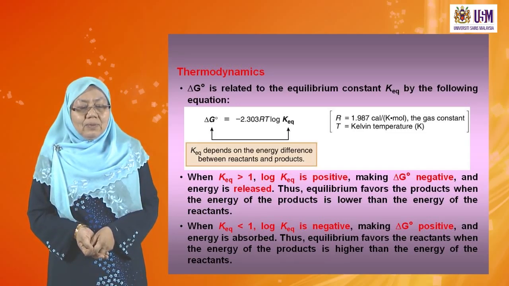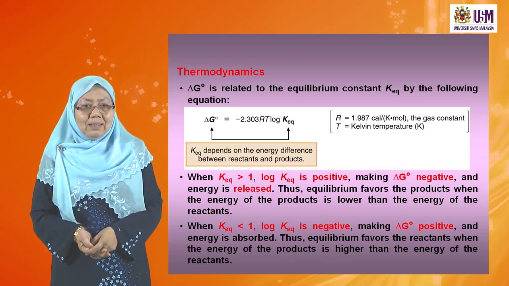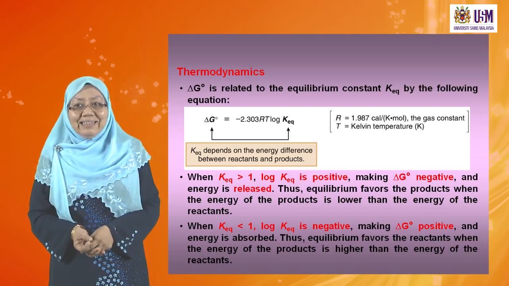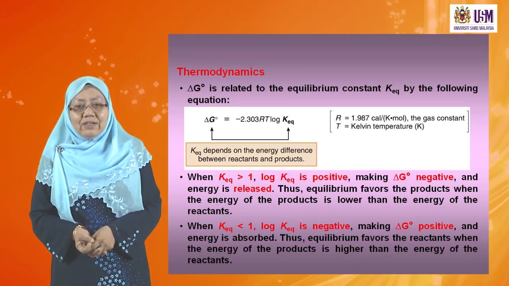But when the equilibrium constant is less than 1, the log of the equilibrium constant is negative, making delta G naught positive, and energy is absorbed. So the equilibrium favors the reactants when the energy of the products is higher than the energy of the reactants.